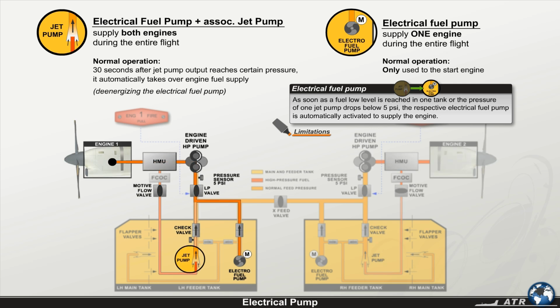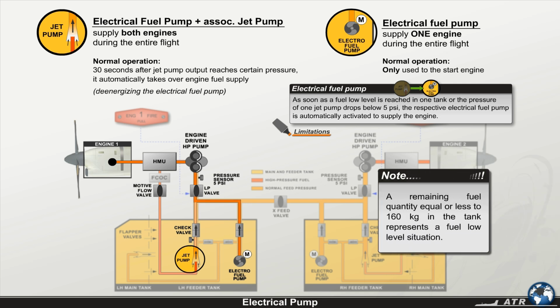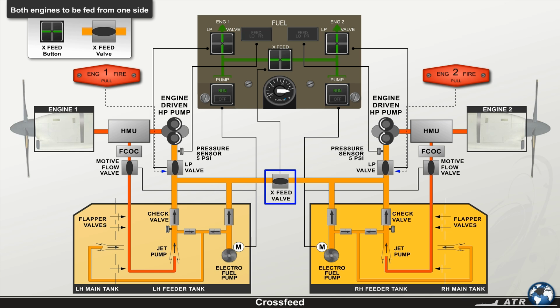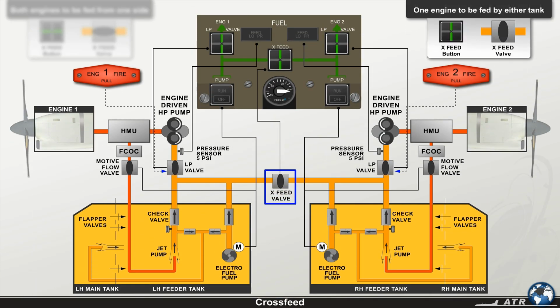As soon as a fuel low level is reached in one tank, or the pressure of one jet pump drops below 5 psi, the respective electrical fuel pump is automatically activated to supply the engine. Note that a remaining fuel quantity equal or less to 160 kilograms in the tank represents a fuel low-level situation. To prevent fuel imbalance, a cross-feed valve allows both engines to be fed from one side or one engine to be fed by either tank.